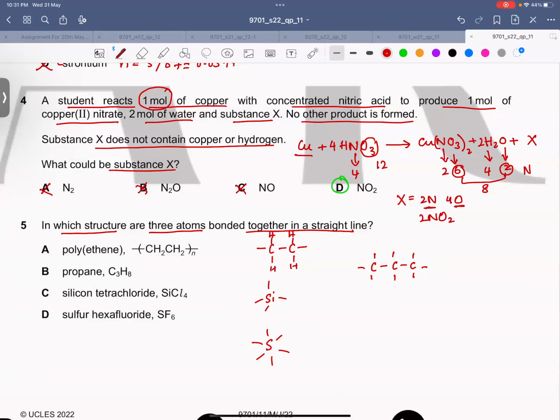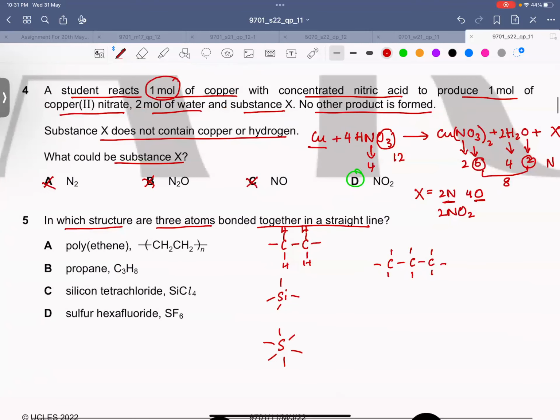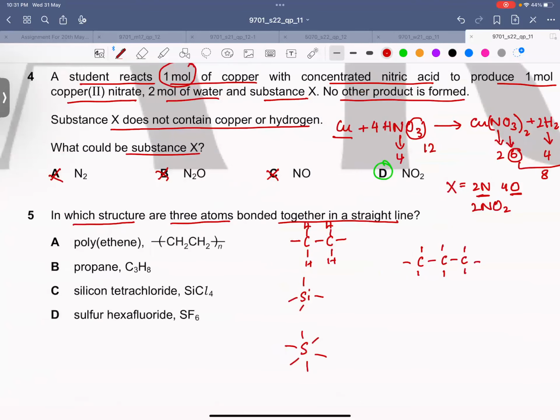Yes, Ali Asad says propane. Anyone else want to add? Yes, Wariza, very good. Is it?